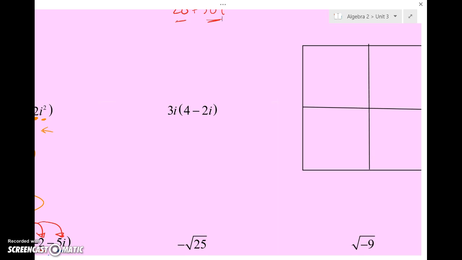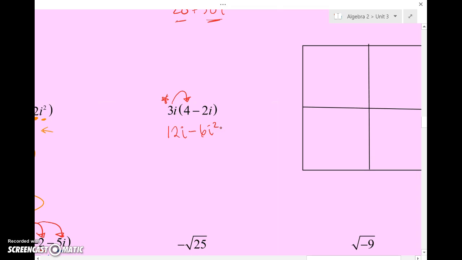Okay, so now you should have tried that one on your own, this one here. So I'm going to go ahead and work through it with you. Okay, so now we're going to distribute that 3i into both of these terms inside the binomial. So 3i times 4 is simply 12i, and then 3i times negative 2i becomes negative 6i squared.